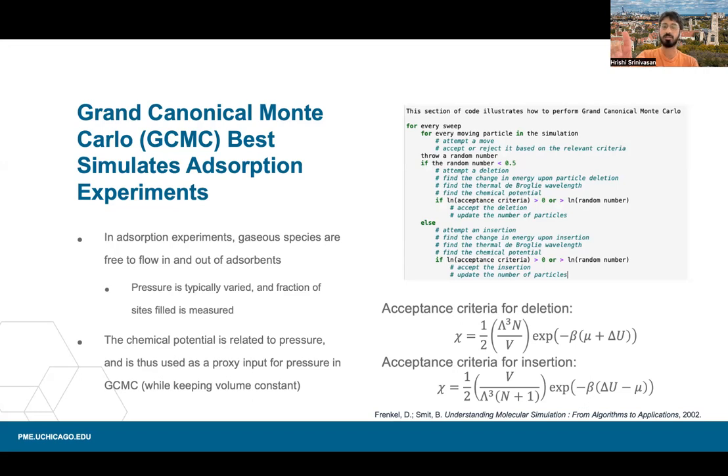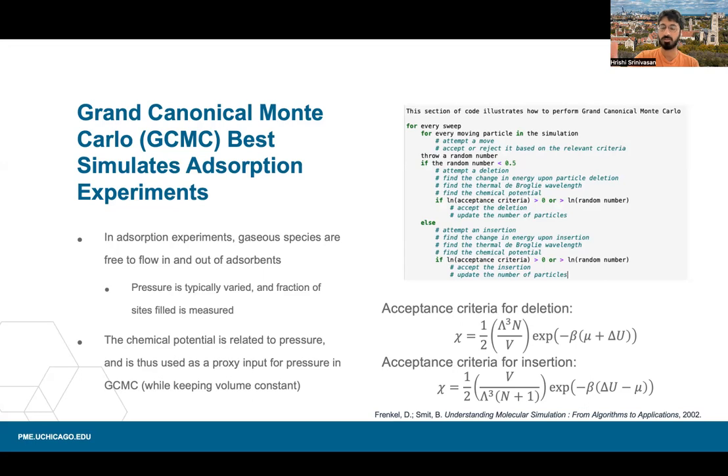Here we can see how to implement the number of particles changing via insertion or deletion. Here's a block of pseudocode: at the top are displacements, which are accepted or rejected according to the criteria used in the NVT ensemble. Then for GCMC specifically, we throw a random number. If the random number is greater than or less than 0.5, we attempt an insertion or deletion, respectively.